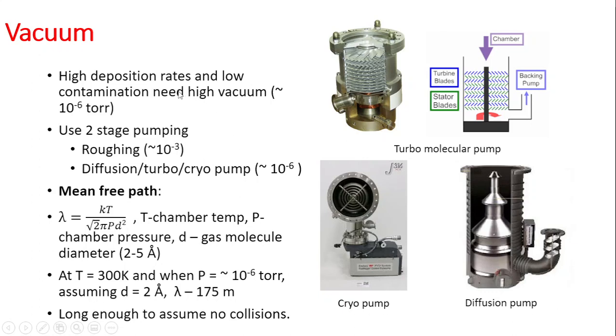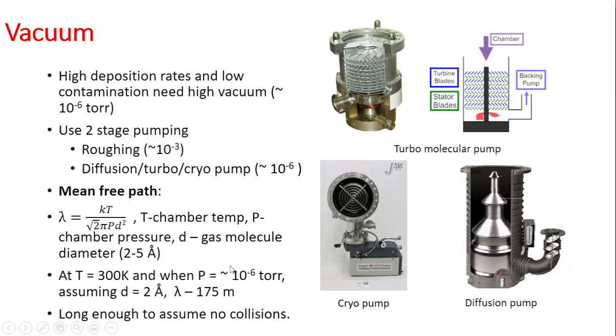So this is actually quite important in the case of thermal evaporation, because if you require higher deposition rates and lower contamination, you actually require much higher vacuum, and this in theory is dependent on the mean free path. Mean free path can be defined as the distance two adjacent molecules travel before they collide. And mean free path is given by this formula, lambda = kT / (√2 π p d²), where T is the chamber temperature, p is the chamber pressure, d is the average gas molecule diameter, which usually ranges between 2 to 5 angstroms.